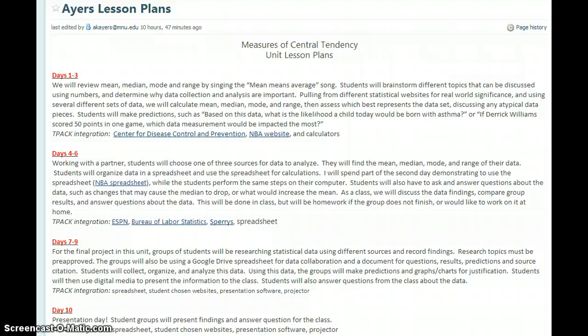On days 7, 8, and 9, students will still be working with a partner, finding the same information, but they will do it completely on their own. Students will create a digital presentation of their choice on their findings and present that to the class, answering any questions that the class may have about their data. My unit supports the TPACK philosophy because spreadsheets are used every day and websites provide real-time information which is relevant to students.